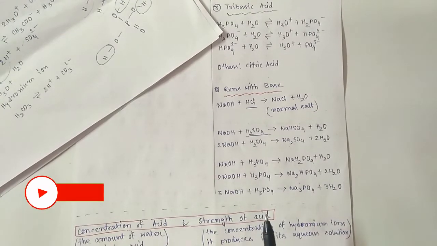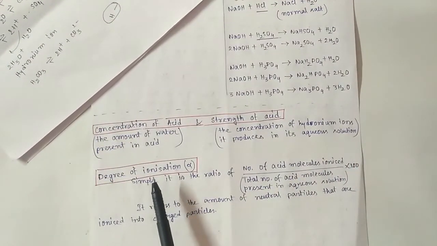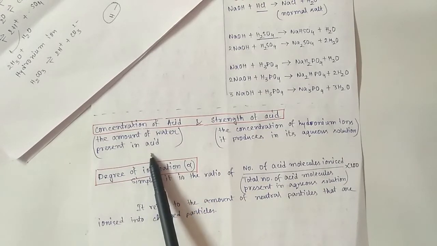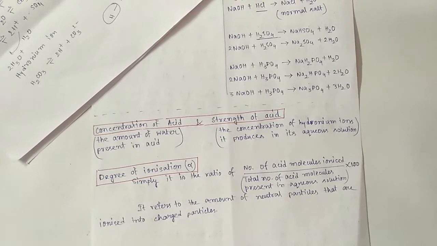So let's learn what is concentration of acids and strength of acids, and their difference. The amount of water present in acid is the concentration of acid. So if you have more water and less acid, it will be a diluted solution of acid. But where you have very little water, a negligible amount of water, and a larger amount of acid, then it will be a concentrated acid. And strength of acid is the concentration of hydronium ions it produces in its aqueous solution.